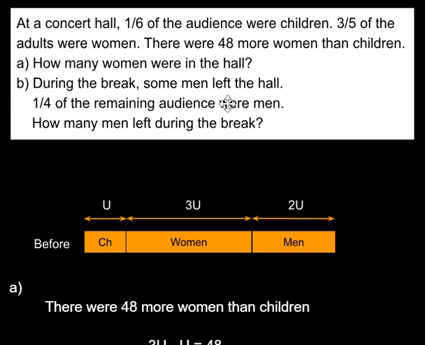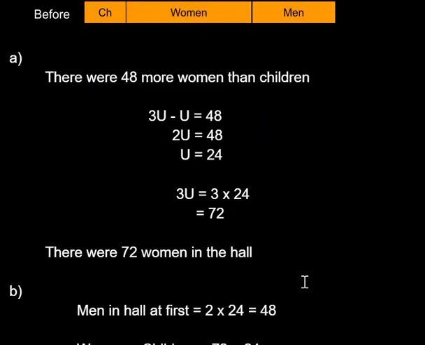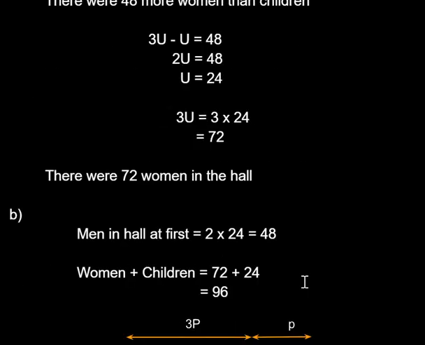Next, during the break, some men left the hall. 1/4 of the remaining audience were men. So the question is how many men left during the break. So you need to find out originally how many men, and after the break 1/4 of the remaining audience in the hall were men. So you need to find the number of men after they left. Subtract the two and that will give you how many men left the hall.